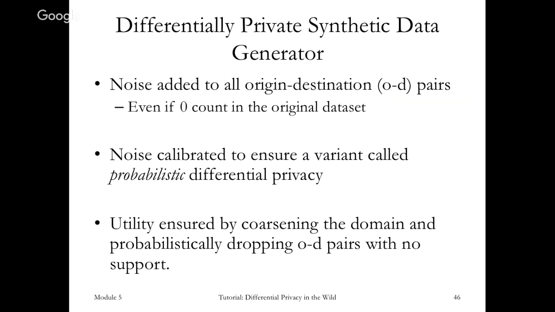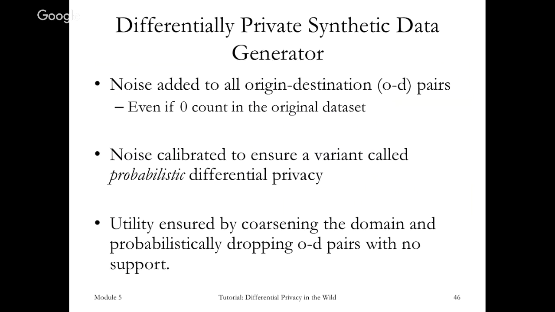So in a 2008 paper, researchers figured out how to make it differentially private. And the high-level idea was basically you have to add noise to all pairs of origin and destination blocks, okay, even if the count was 0. And to ensure that you actually get useful data out, the noise is calibrated so that you get a weaker notion of differential privacy, where you allow for some probability of failure. And utility was also improved by coarsening the domain and dropping some blocks.